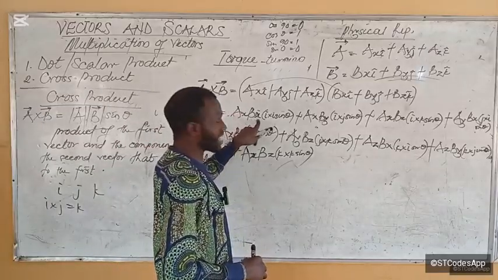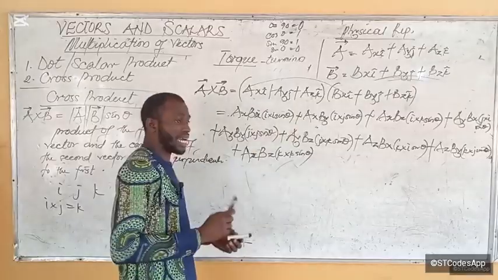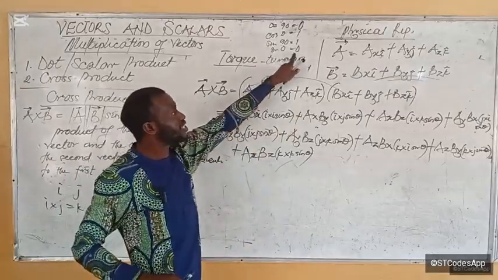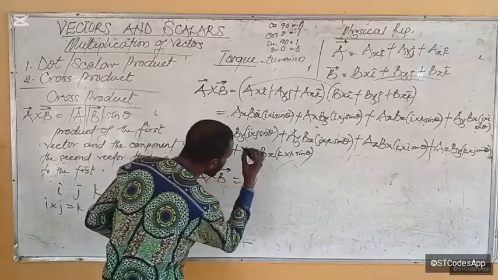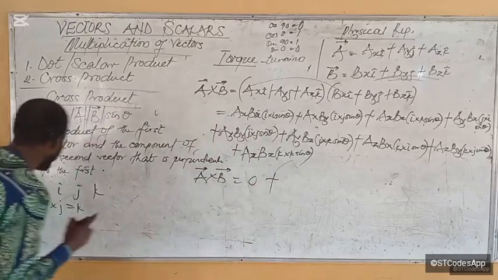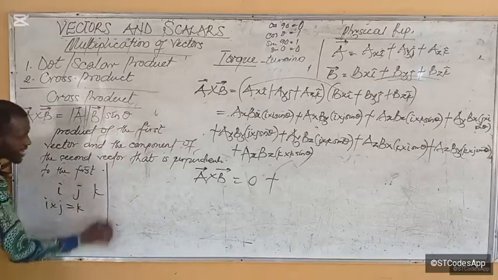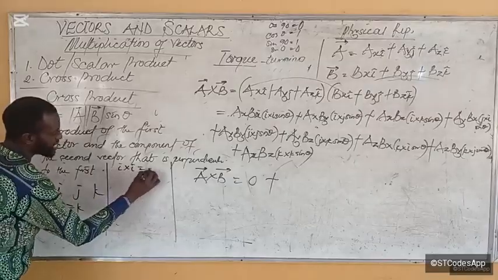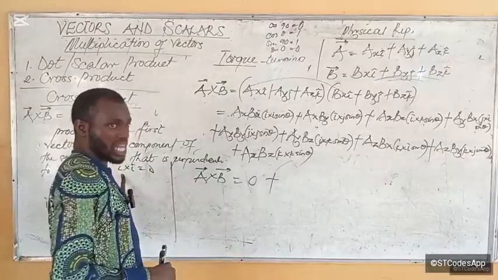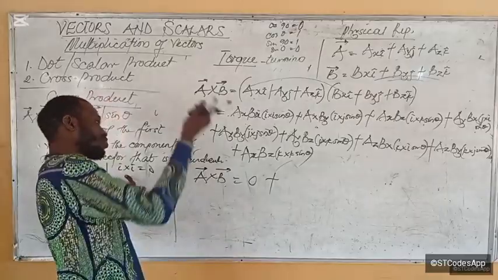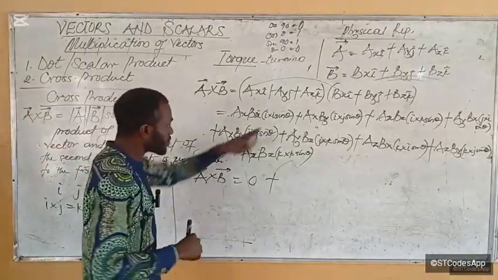AX times BX is I cross I sine theta. What's the angle between I and I? 0. And sine 0 is what? 0. So this will become 0. So vector A cross vector B is equal to 0 plus. That's why if you see I cross I in your formula, it tells you I cross I is 0. Is it clear? Because if you cross the component of the first vector with the component of the second vector that is in the same direction, you get 0. Good.